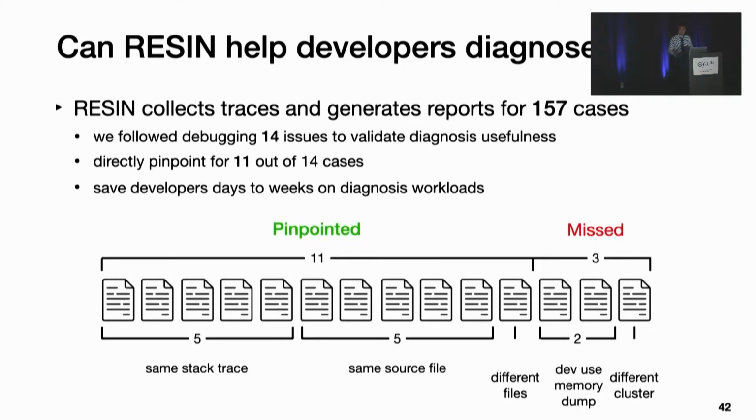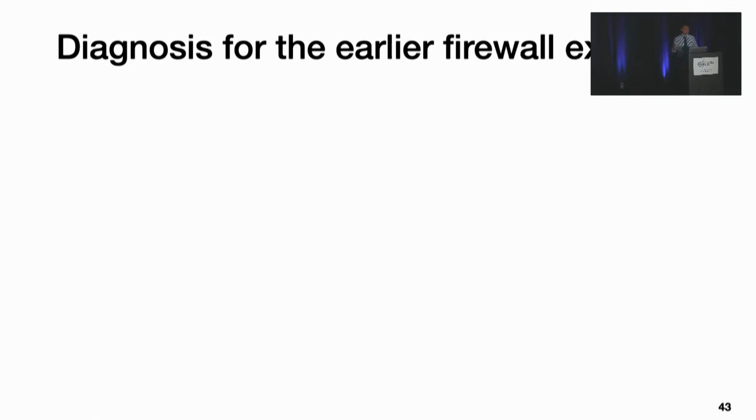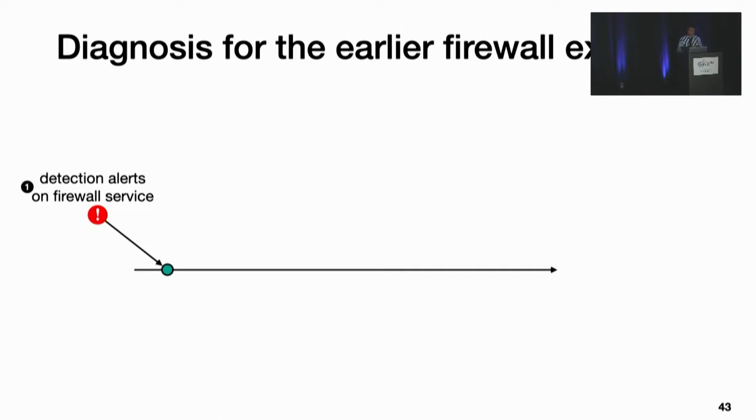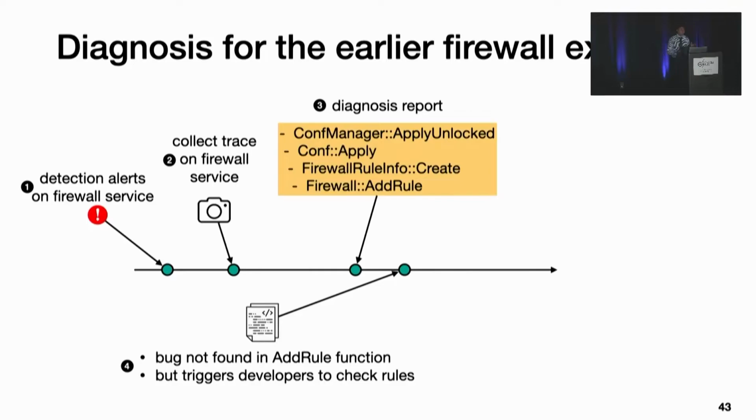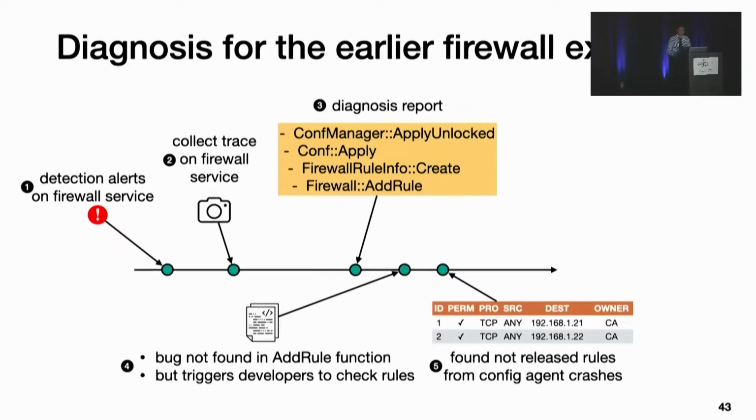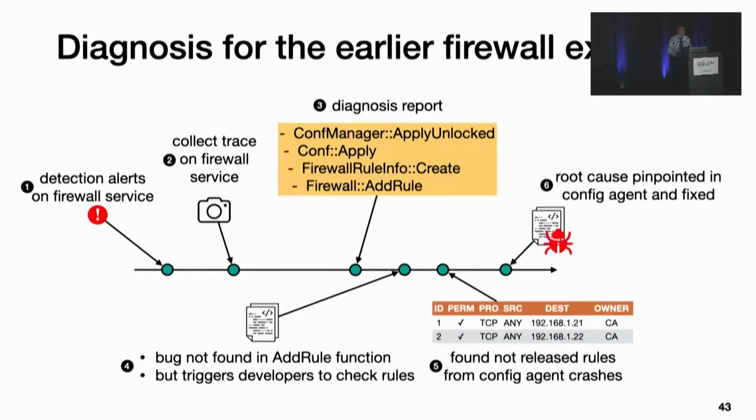We use the firewall example at the beginning of this talk to show the usefulness of diagnosis results. After detecting the leak, RESIN collects the snapshot traces, analyzes them, and pinpoints the add-rule function to developers. Developers did not find a bug in this specific function at first, but the report prompted them to check the firewall rule list on these machines. Then they found the rule list on this machine had been flooded with unreleased rules. They were coming from a crashing config agent service. Eventually, they found the root cause.